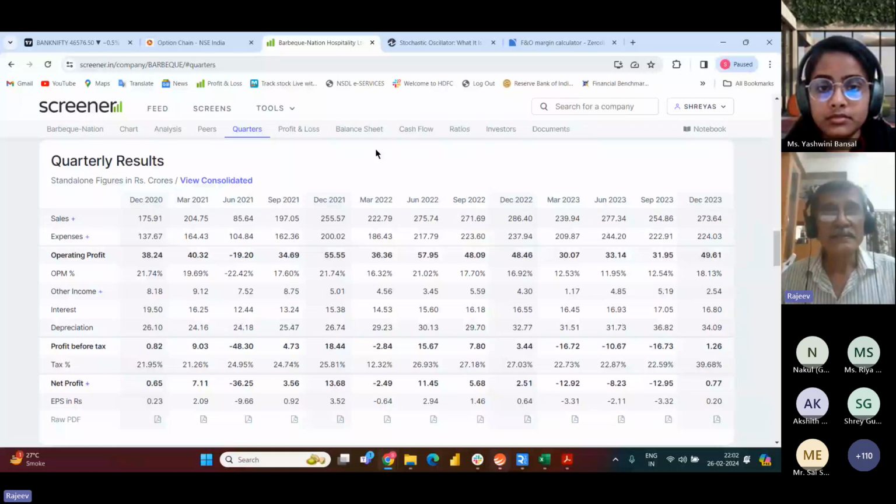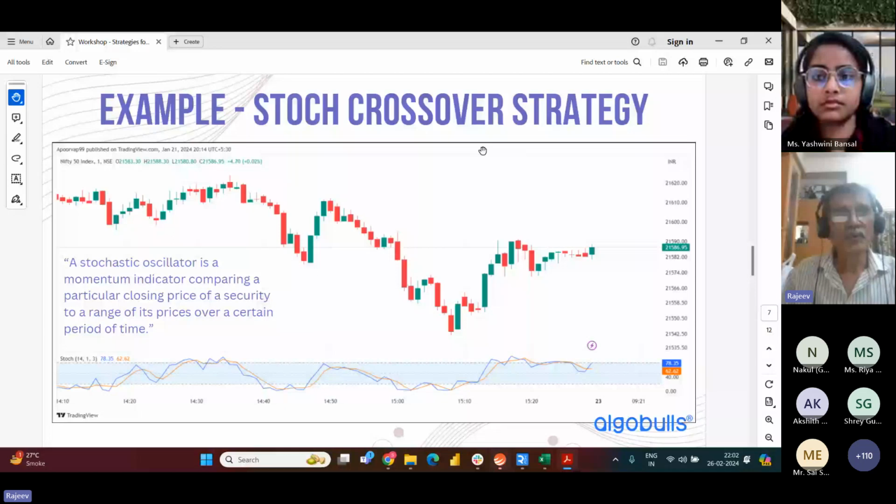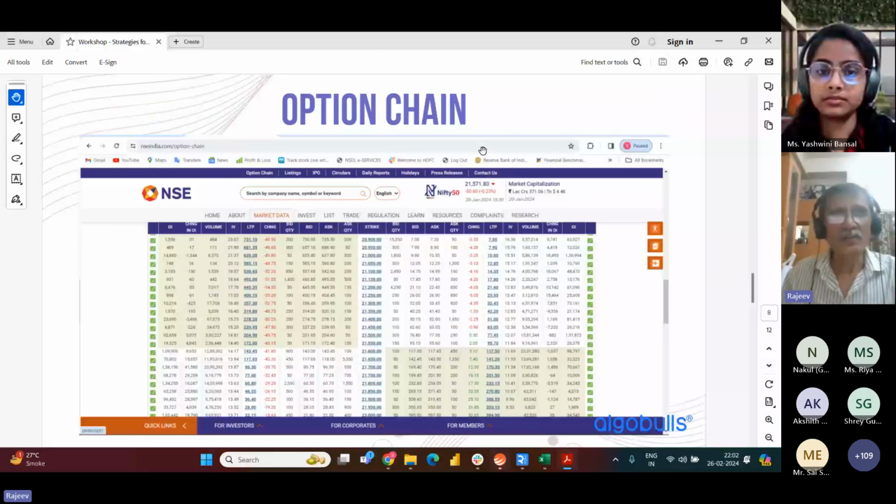So we go back to my presentation now. Having talked about crossovers as a strategy, the next presentation may talk about this as an example in developing a strategy based on different indicators and oscillators. Therefore, I thought I should just touch upon this as well. The option chain we have already talked about, so I will not go into detail.